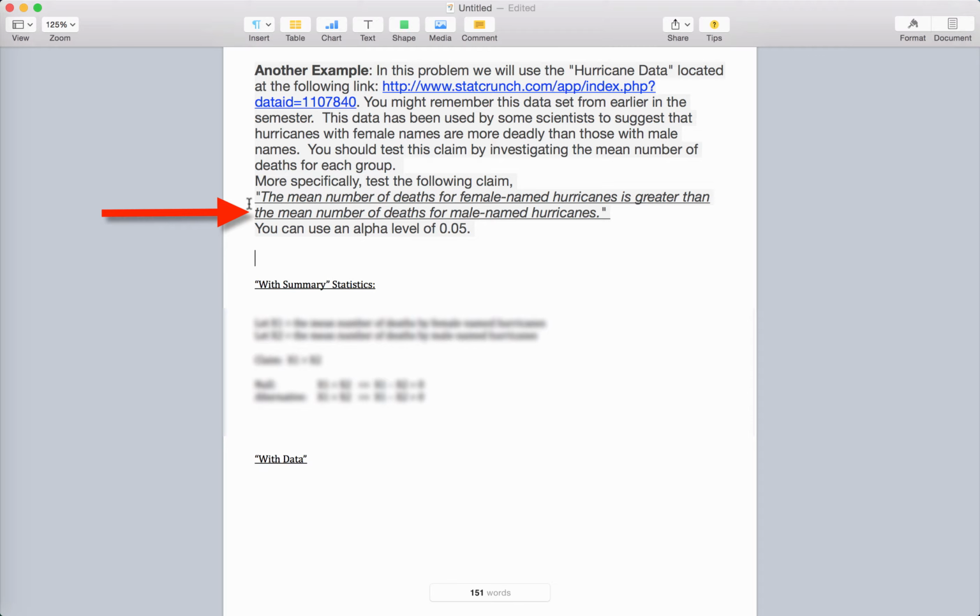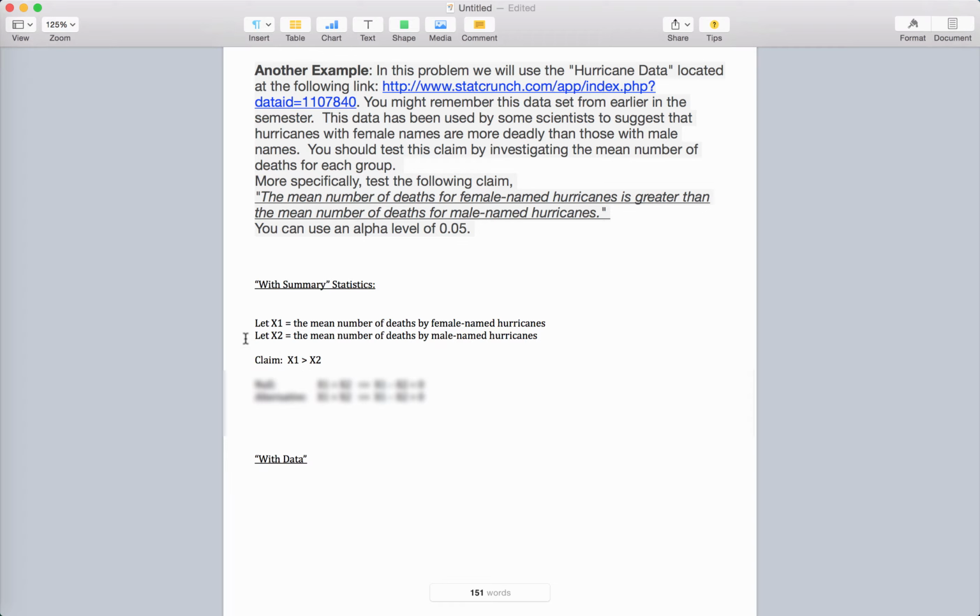So the first thing we need to do is, since we're talking about two parameters, in this case the parameters that we're talking about are means, we want to make sure that we specifically state what our parameters are that we're going to be testing for. So what I'm going to write in here is I'm going to let x1 equal the mean number of deaths for female named hurricanes and x2 equal the mean number of deaths by male named hurricanes. These are the two parameters that I'm using. Right? I'm looking at the mean number of deaths for both of these groups, and they're independent of one another.